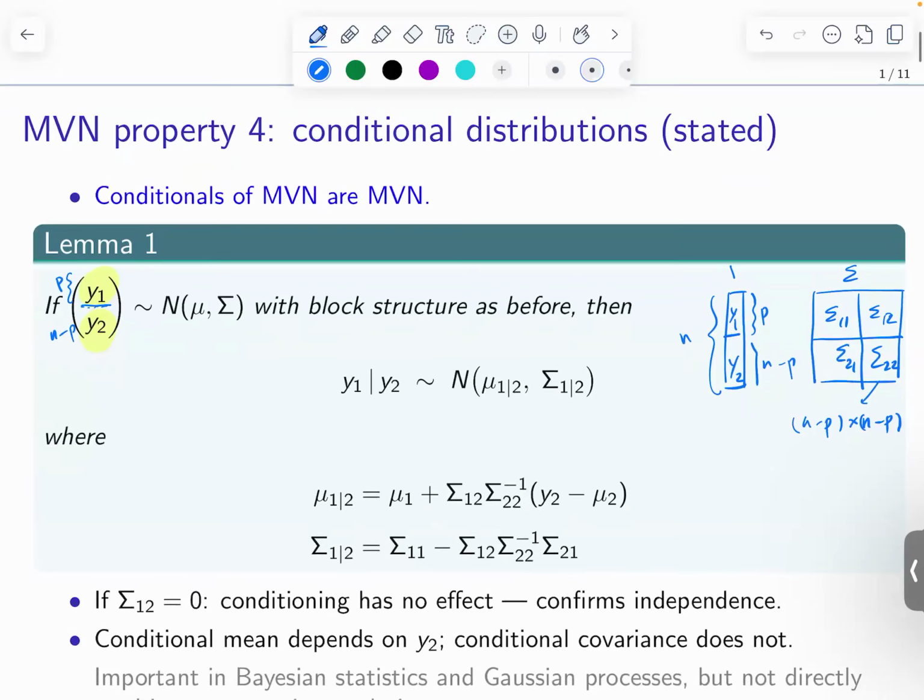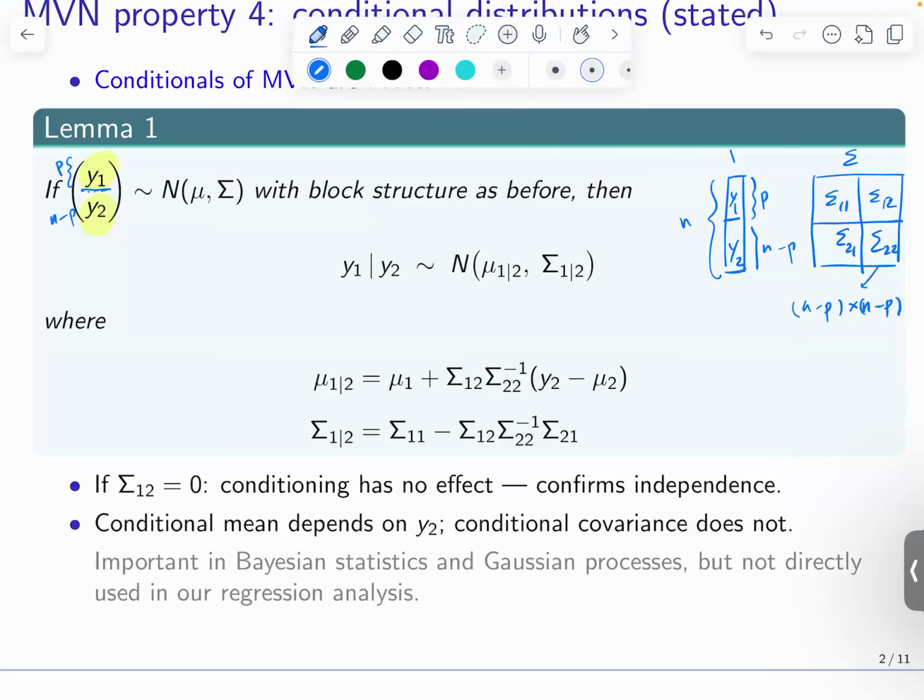And so I can ask, what is the distribution of y1 given y2? And it turns out to be normal. And this is not a very obvious fact, and it's a property of a normal distribution. In particular, there is a mean, and then there's a covariance. So the conditional mean of y1 given y2 and the corresponding covariance. And you can see the formulas are not trivial. But once you see them once, it becomes familiar.